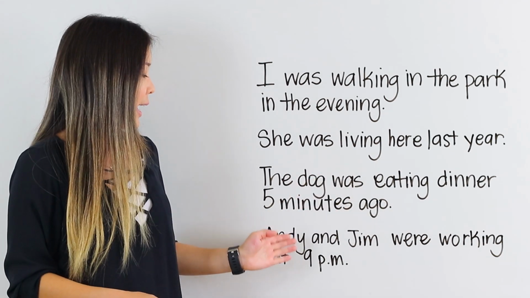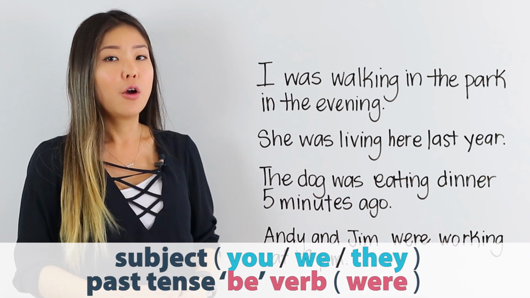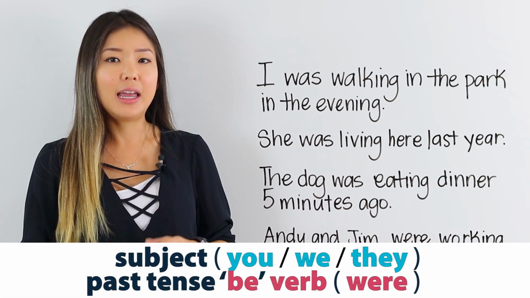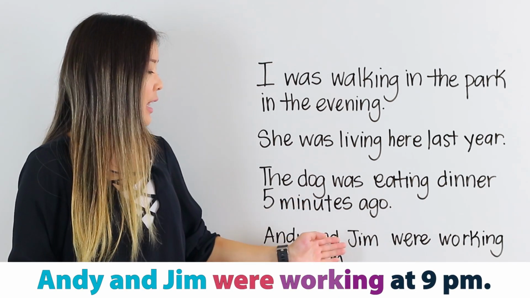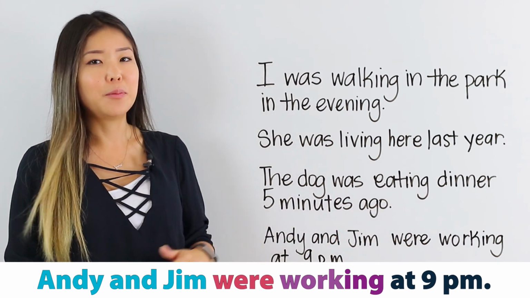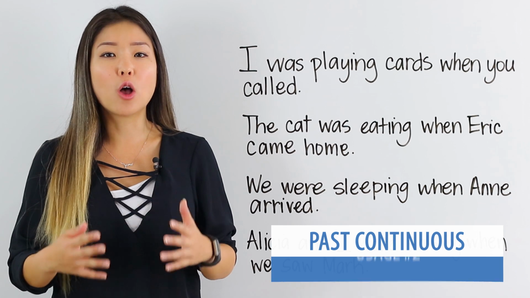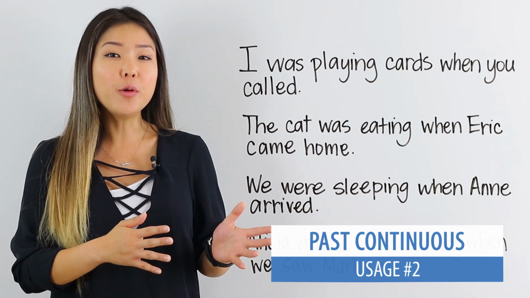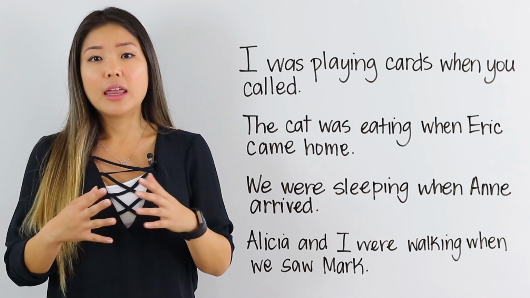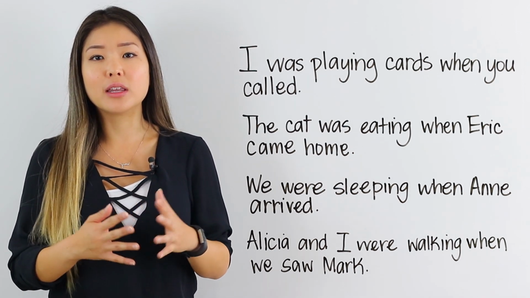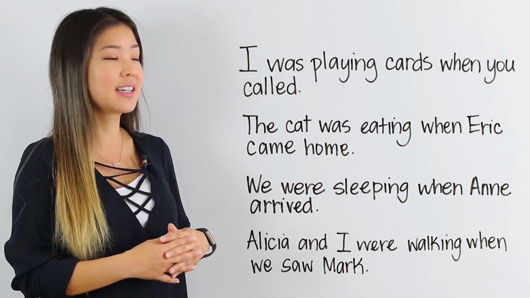And finally, Andy and Jim, we can replace this with they. For you, we, and they, we use were. They were, or Andy and Jim were, working at 9 p.m. Let's move on. The past continuous tense is also used to describe an ongoing action in the past that was interrupted by another action. This interrupting action is used in the past simple tense with the word when. Let's take a look at this example.